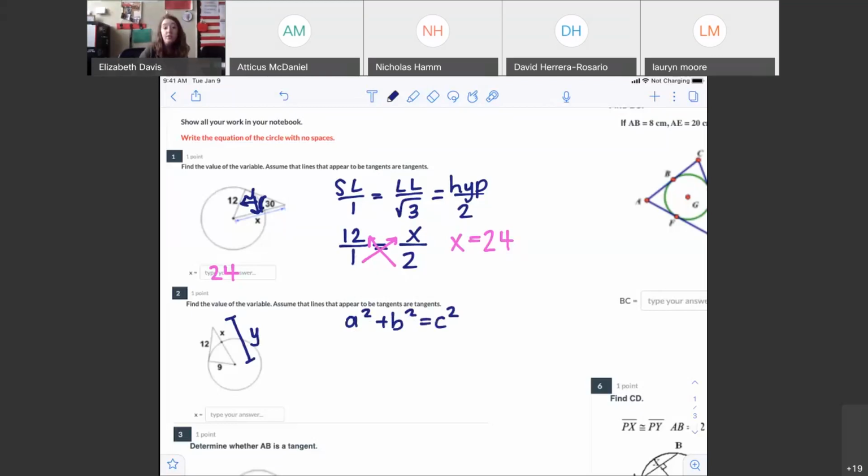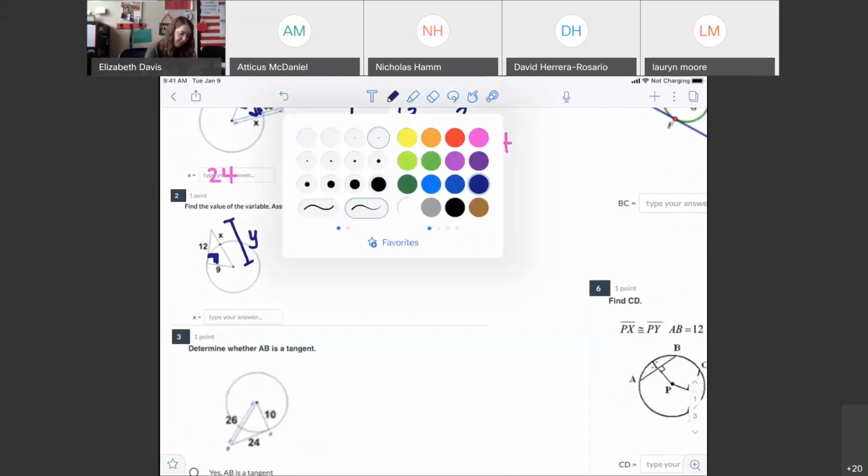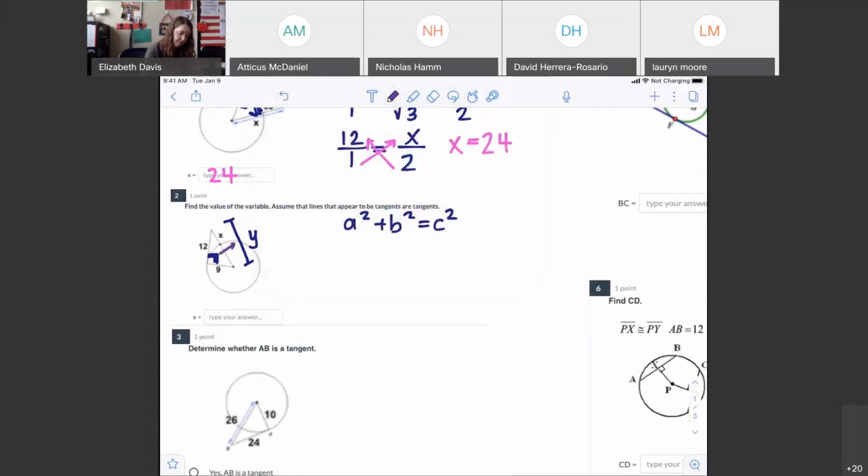Deal. So to solve for y, remember, we're going to assume that this is tangent, so we know we have a right angle right there. So that means we can use the Pythagorean theorem. Which one is going to be y? Yeah, y, good. So then we're going to add up those other sides: 9 squared plus 12 squared, my 2 legs.